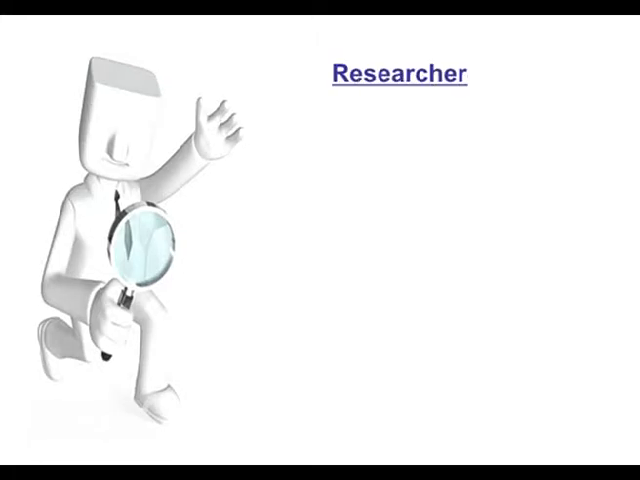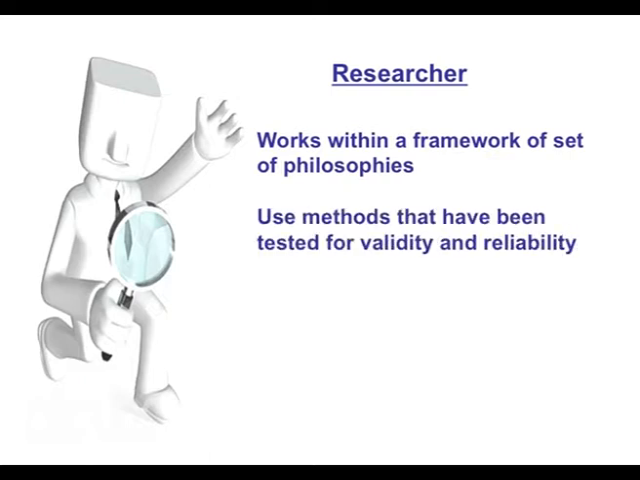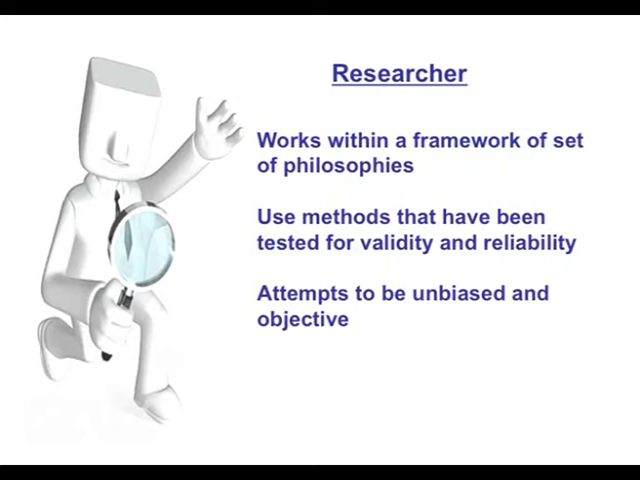Conclusion. There are several ways of collecting and understanding information and finding answers to questions. Research is one way. The difference between research and other ways of obtaining answers to the question is that in a process that is classified as research, the researcher works within a framework of set of philosophies, uses methods that have been tested for validity and reliability, and attempts to be unbiased and objective.